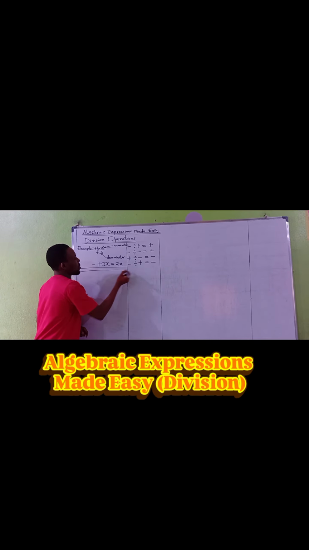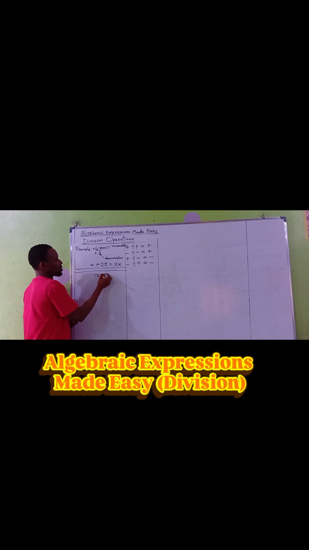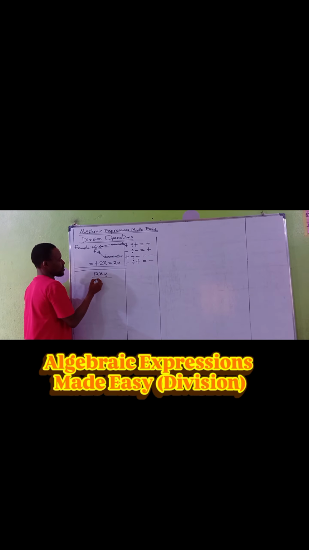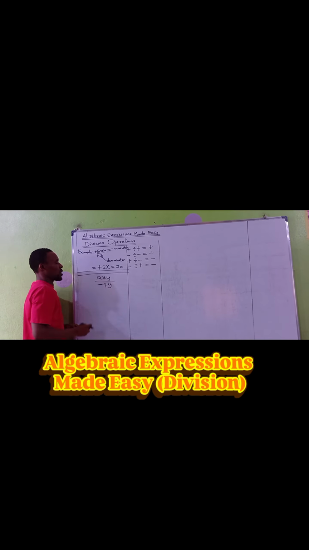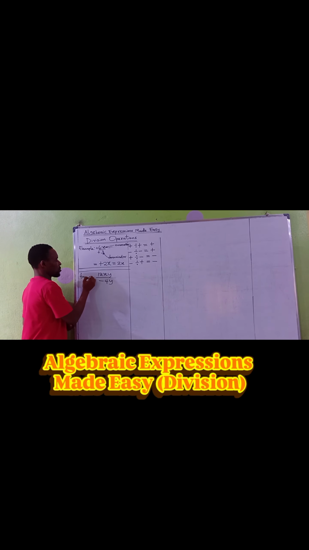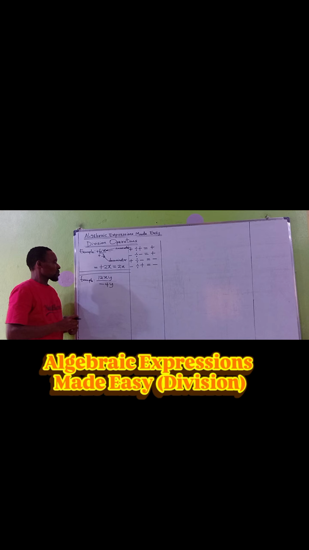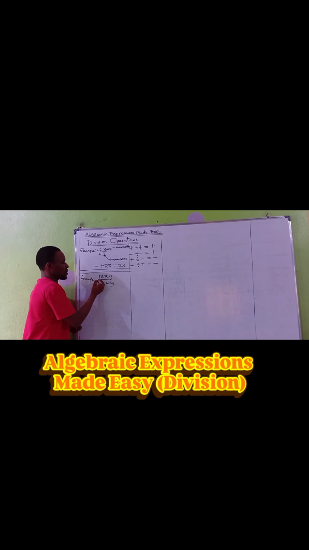Okay, let me give another one. Let's say we're given 12xy divided by minus 4y. Something like this. Let's say this is another example. Now, how do we solve this? How do we simplify or solve this?